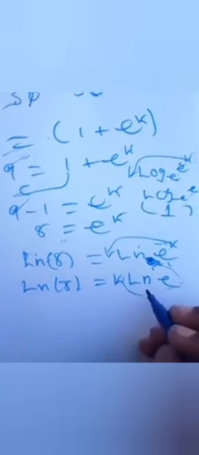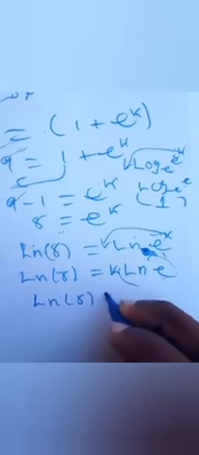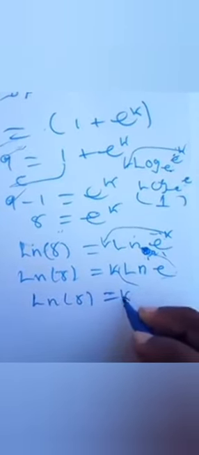So let's now say natural log 8 is equal to k. So basically the constant k is equal to natural log 8. Makes sense, right? Let's look at the second question.